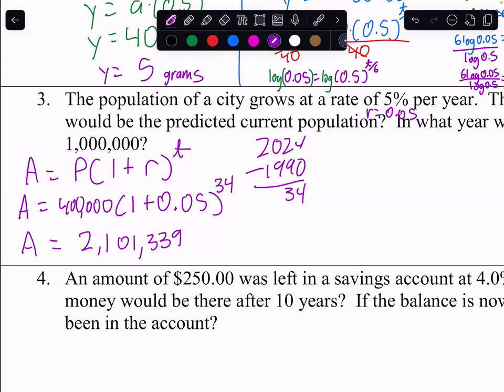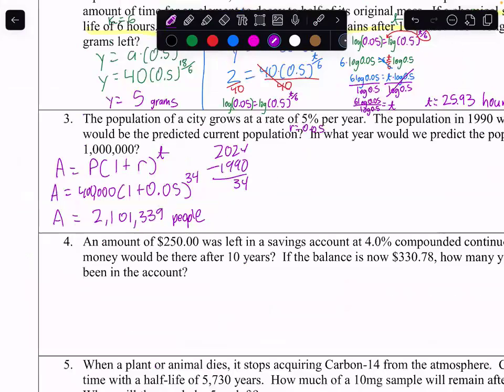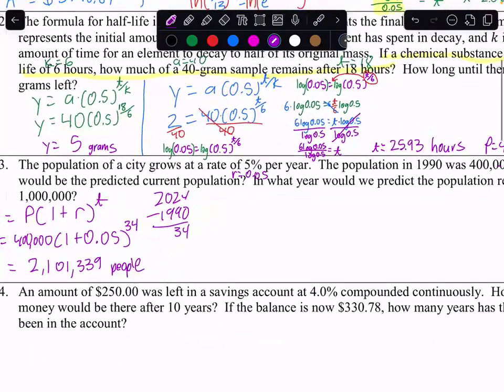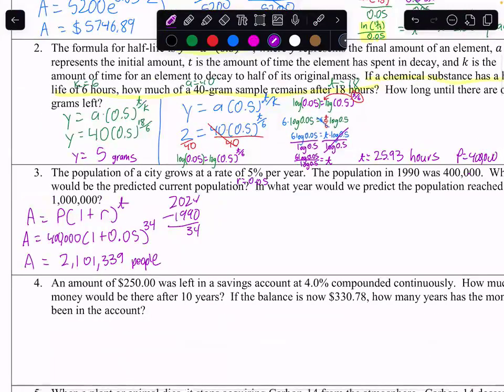Okay, so when we were dealing with money, we rounded to the nearest cent, the second decimal place. But for this problem, we're dealing with population, with people, right? So we're going to round to the nearest whole number. Okay, so that was the answer to the first question.